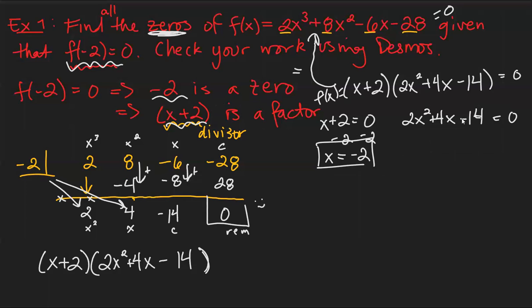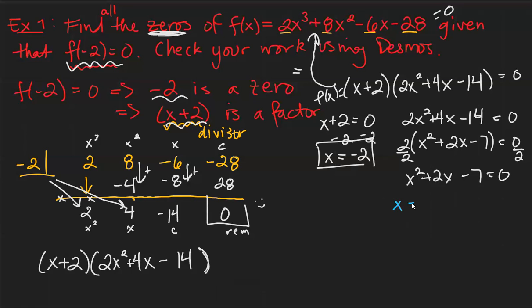Always, first things first, see if there's a GCF. It looks like 2 can be factored out as a GCF, so we have x squared plus 2x minus 7 left over equals 0. We can divide this 2 over just to get rid of it: x squared plus 2x minus 7 equals 0. Now, can we factor this? Are there any factors of negative 7 that add up to positive 2? Unfortunately, no. So we have to resort to the quadratic formula.